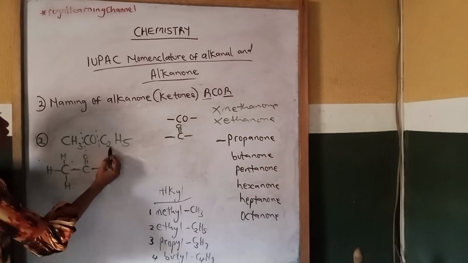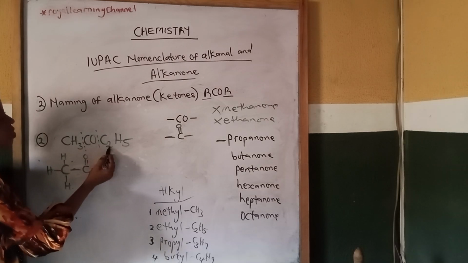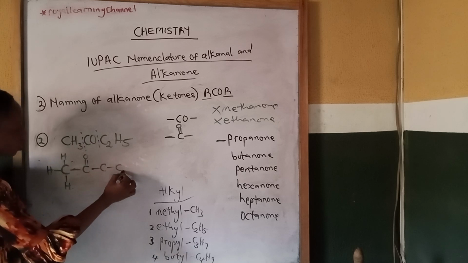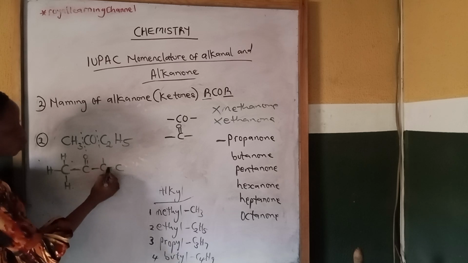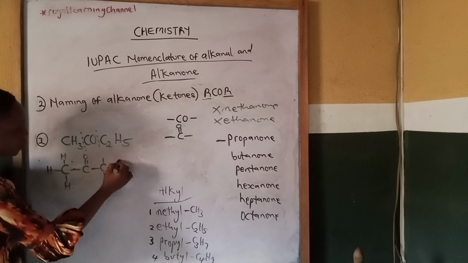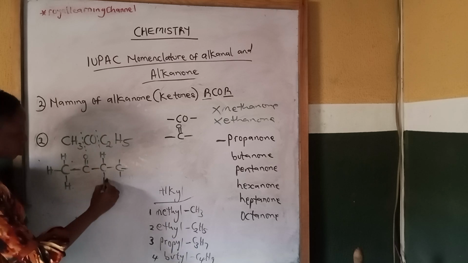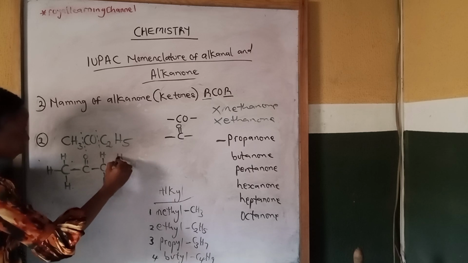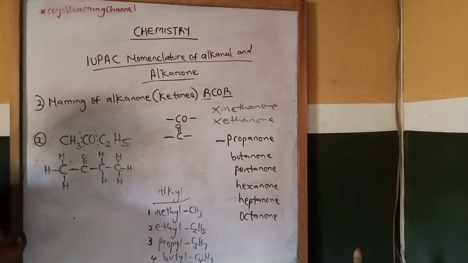Then at this side, we have 2 carbon atoms with 5 hydrogen atoms. So first attach the 2 carbon atoms, 1, 2. Then surround each carbon atom with 4 chemical bonds: 1, 2, 3, 4; 1, 2, 3, 4. So bring in the 5 hydrogen atoms: 1, 2, 3, 4, 5. So this is the structural formula for this molecular formula.